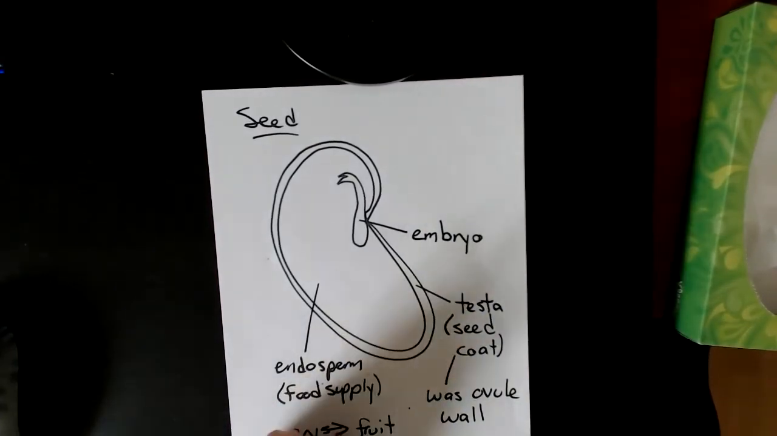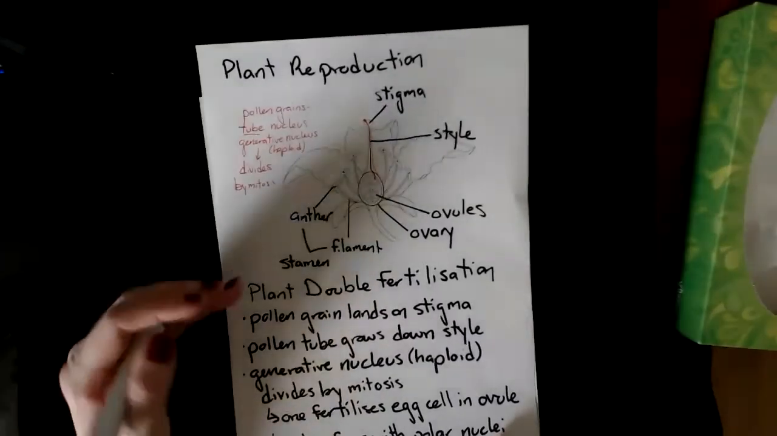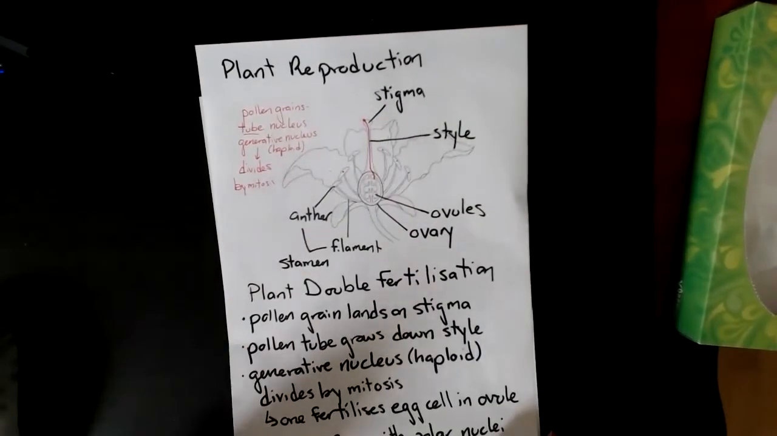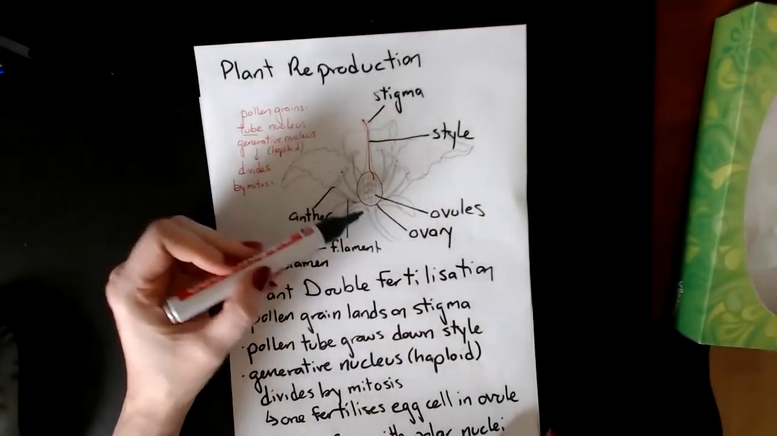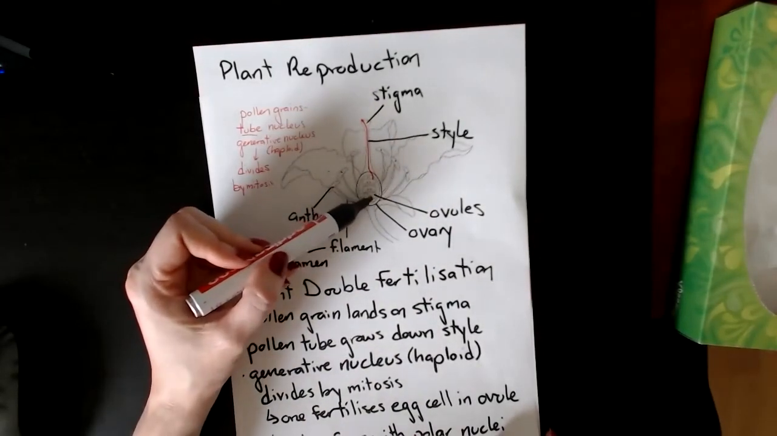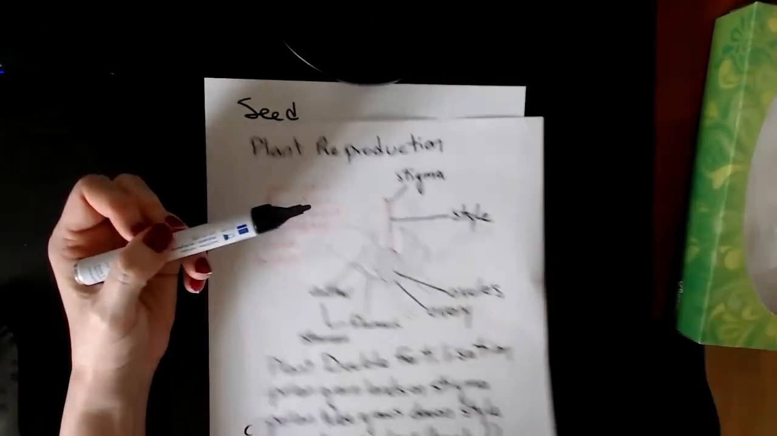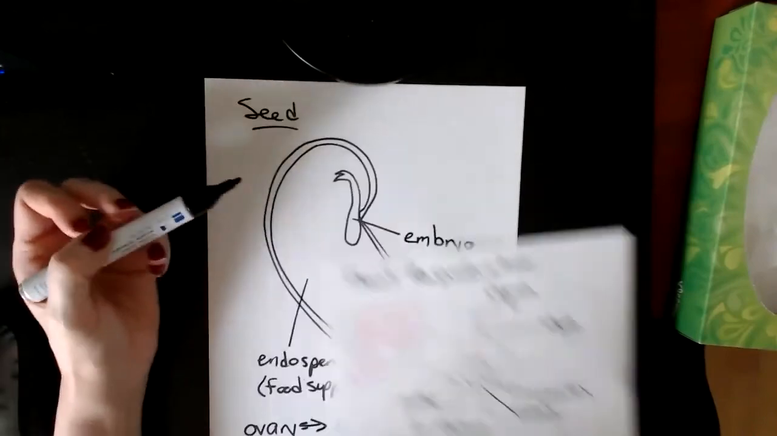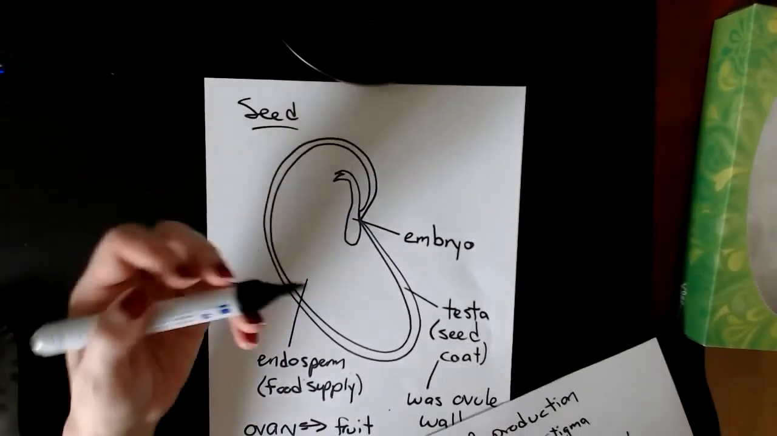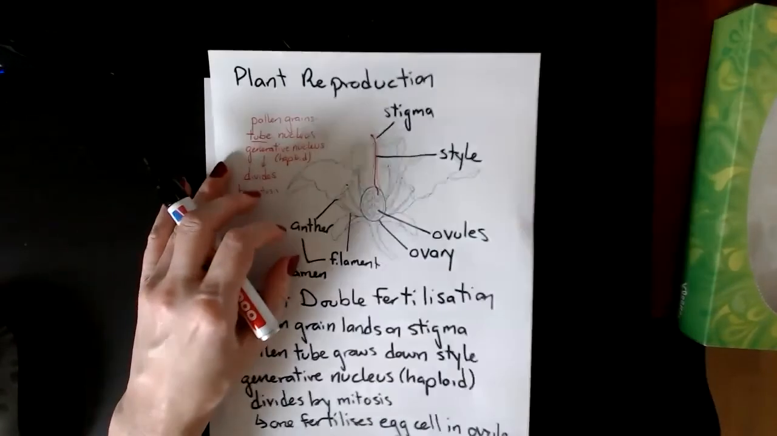So you need to know not just how plant reproduction works and the process of double fertilization, which is fairly straightforward, but also what is the fate of these things. So the ovules turn into the seeds. The ovule wall becomes the testa. And the ovary itself becomes the fruit. And the embryo is, of course, the actual little plant inside.